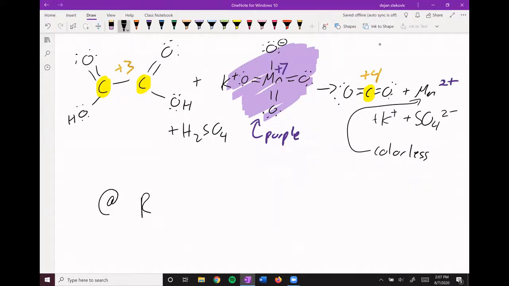And so we're going to do this at room temperature, and then we're going to increase the temperature to about 40 degrees Celsius, see how quickly it goes then. And then we're going to increase the temperature even further to about 80 degrees Celsius and see what happens then.